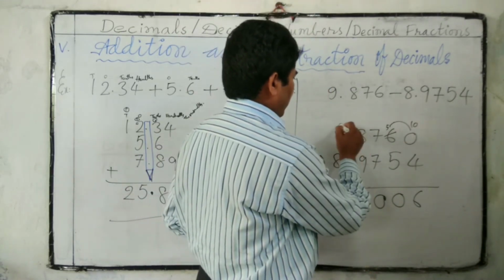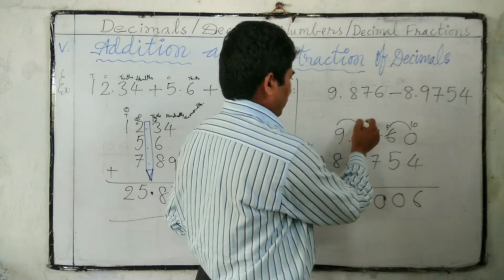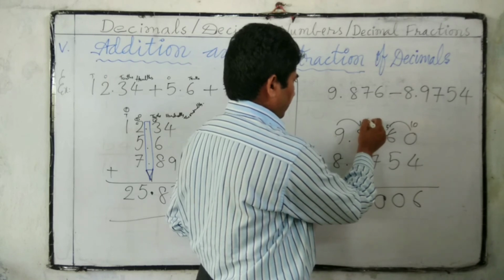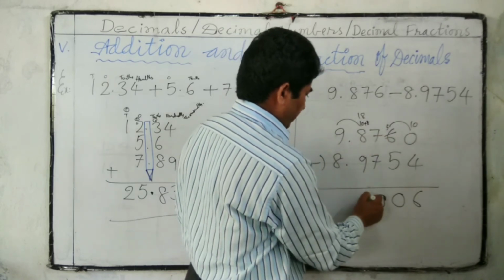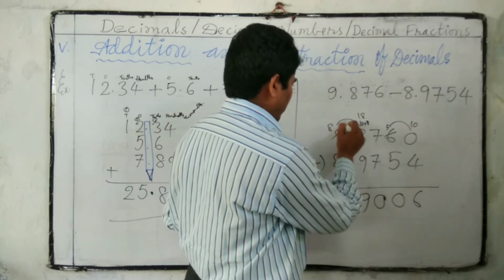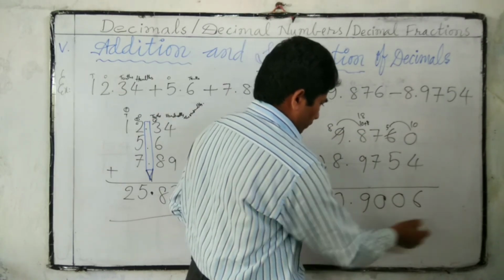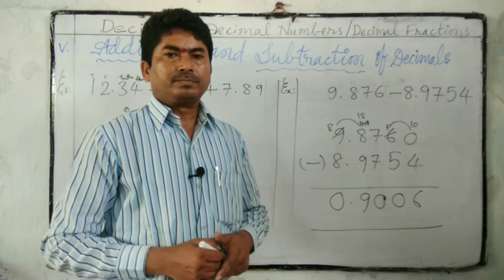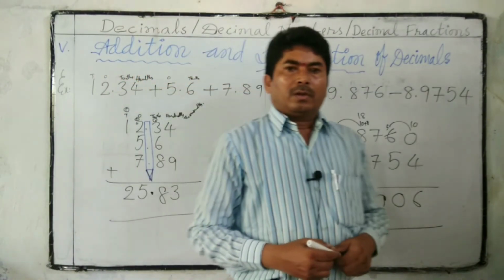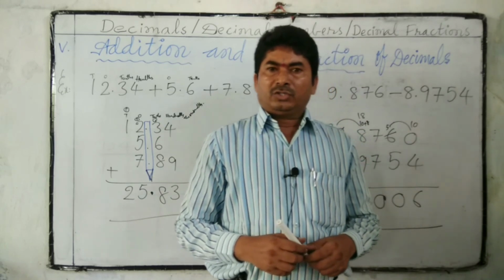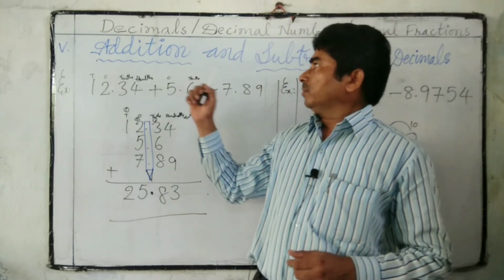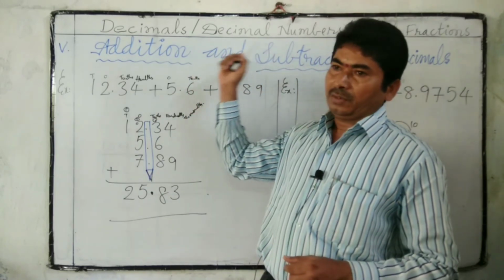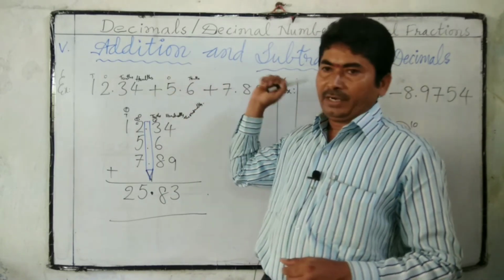That's why take borrow from here. 10 will come. Here we have 8. 18. 18 minus 9 is 9. So here 8 only. 8 minus 8 is 0. So this is the method of finding subtraction. I think you understood all about these decimals and addition and subtraction.